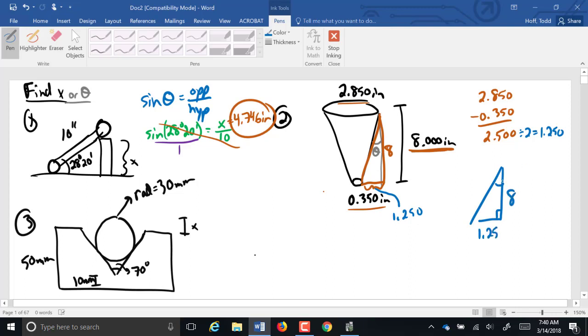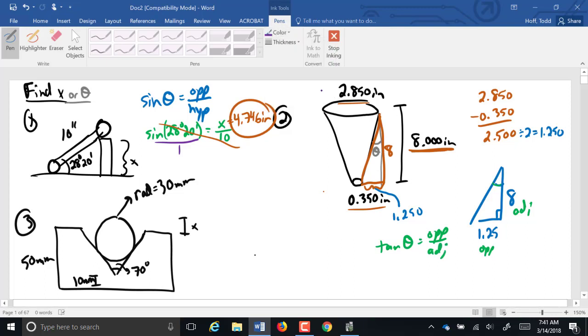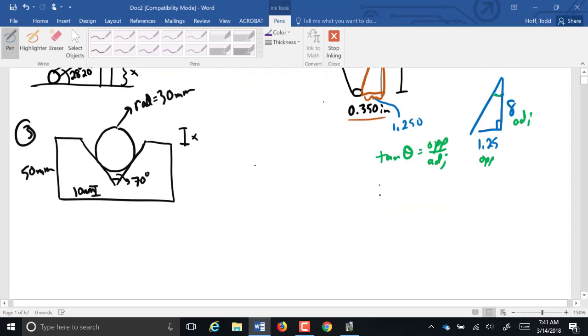And this is the angle we're looking for. What sides do we have there? Opposite and adjacent, which is which trig function? Tangent. Tangent of an angle is equal to opposite over adjacent. We fill in what we know. We don't know the angle, but we know that the opposite side is the 1.25 and the adjacent is the 8.